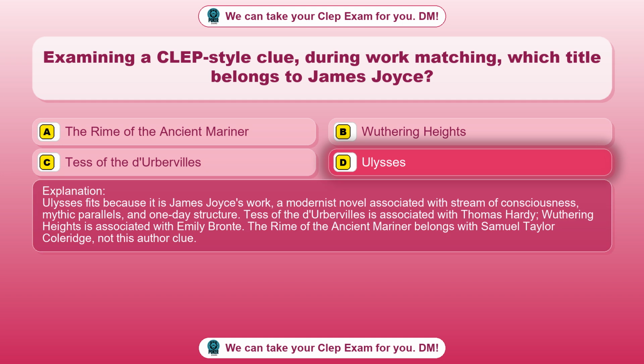Ulysses fits because it is James Joyce's work, a modernist novel associated with stream of consciousness, mythic parallels and one-day structure. Tess of the D'Urbervilles is associated with Thomas Hardy, Wuthering Heights is associated with Emily Bronte. The Rime of the Ancient Mariner belongs with Samuel Taylor Coleridge, not this author clue.